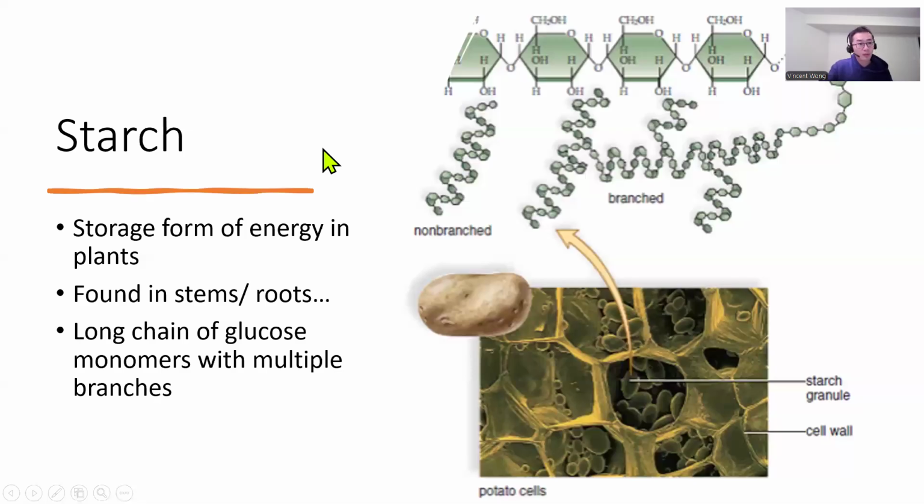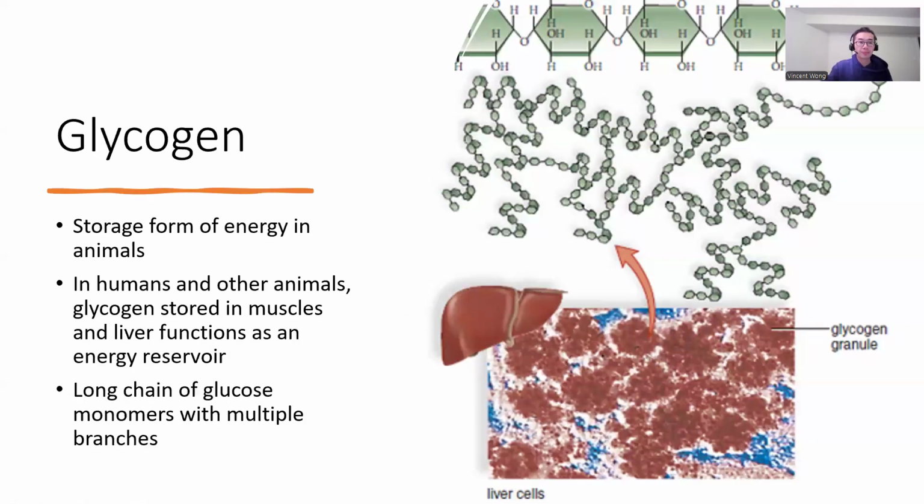What about us? What if we eat too much? Where do we store it? We store excess glucose in the body in the form of glycogen. Glycogen is another kind of polymer. So glycogen can be stored in muscle or it can be stored in the liver. Your liver is right here, just under your diaphragm, on the right side. And it looks like this.